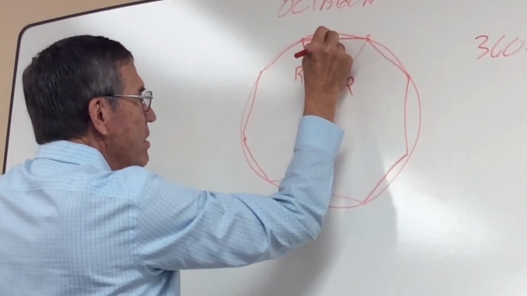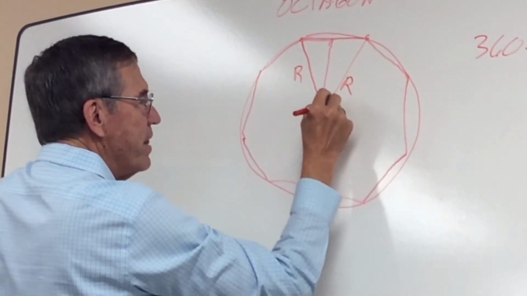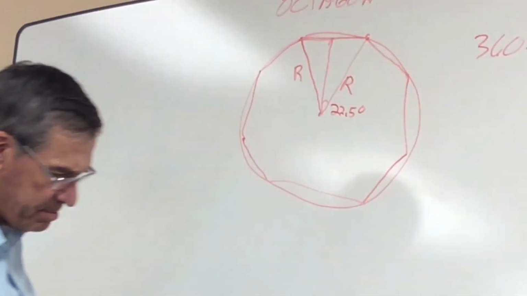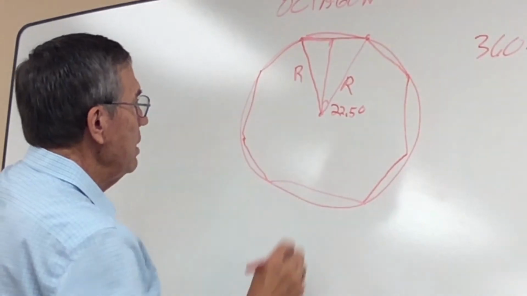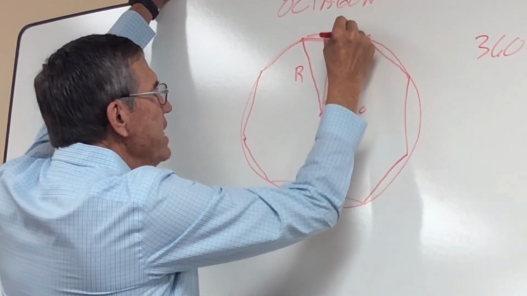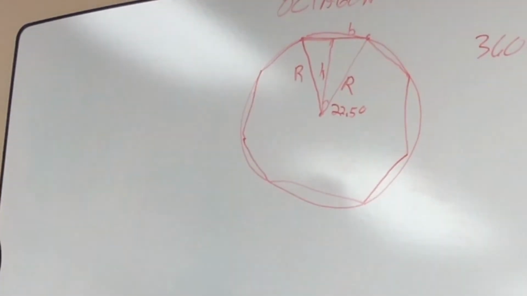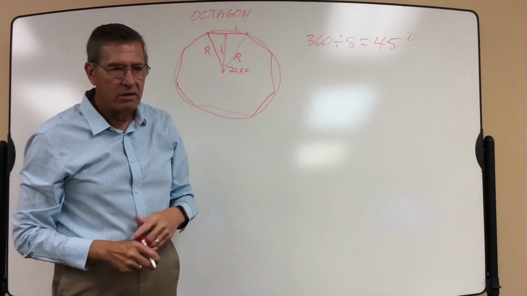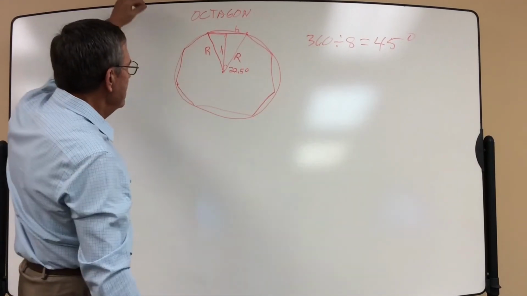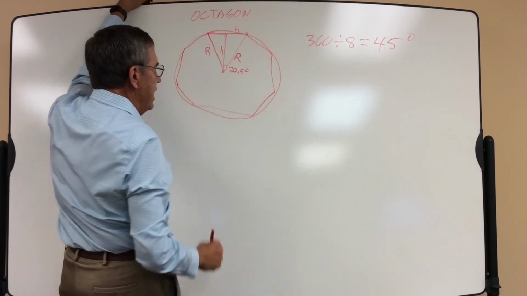If I come down and drop a perpendicular, then this angle will be half of that, so that's going to be 22.5 degrees. Okay? And let's label our two figures. This will be b, little b, for half the big base, and this will be h for the height. Now we're going to use a little bit of trigonometry, because this is not a simple triangle that we have memorized. So we are going to use trigonometry to find the base and the height.